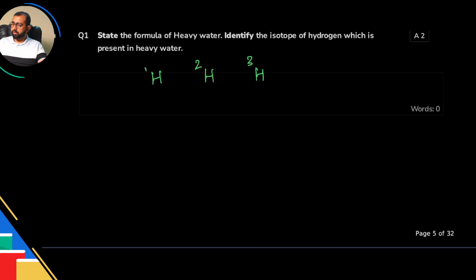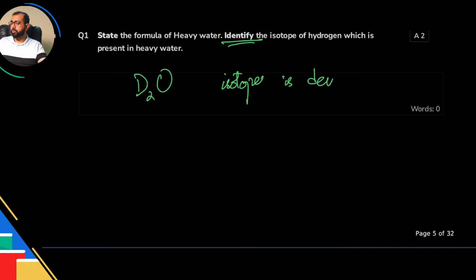So this one is usually mentioned as D. So this one is just written as H. So usually when you write water, you don't say H2O, as there might be confusion about which isotope you're talking about. So instead of saying H2O, we call it D2O. So D2O basically means that it's hydrogen with one neutron in every atom. Okay, so the isotope, because they asked us to identify that, the isotope is deuterium.